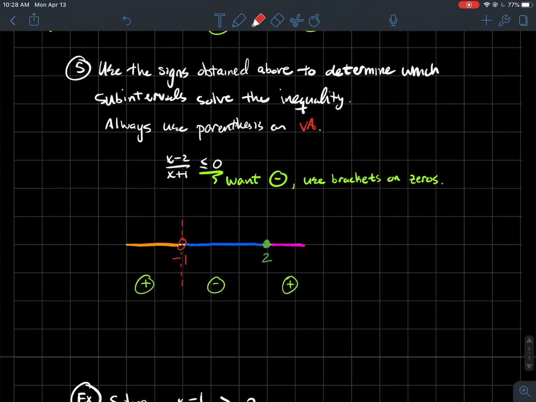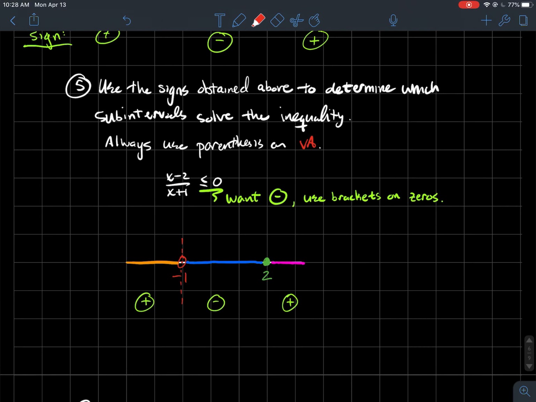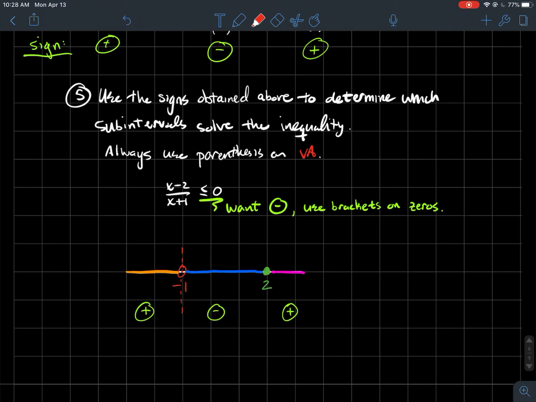Here's my picture with the signs included. And what do I want? I want the minus sign, so that's the middle blue interval. How will I write that interval? I'm going to use negative 1 on the left as my left endpoint, and remember to use a parenthesis there because that's your vertical asymptote. And you'll use 2 as the right endpoint for the blue interval, with a bracket there because that's where a 0 is, and we said it's okay if it is 0. And so we just solved maybe our first rational inequality. In the next video, we'll do maybe a slightly more complicated example.